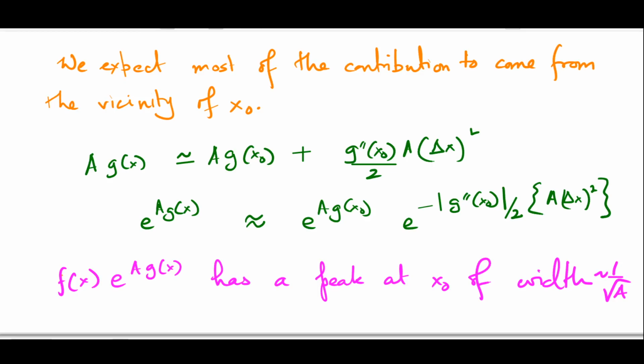And it is very easy to see from this expression that the width will fall off as 1 by root A. So if you make A 4 times bigger, the width will become halved. That is simply because when A is 4 times bigger, you need a delta x which is only half as big as before to provide the same negative exponent and hence bring down the curve by the same amount from its peak.